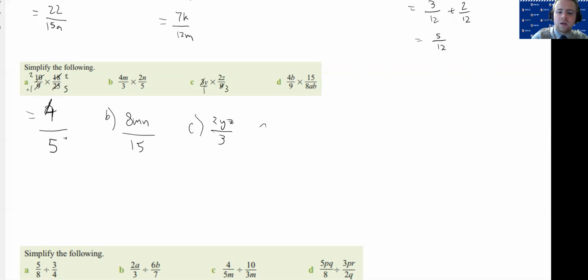Finally, here, got to look for common factors. 3 goes into 15 and 9. 4 goes into 8 and 4. And then I have a common factor of b on the top and bottom, so I can cancel out the b as well. So all I'm left with is 1 times 5 on the top, and then I've got 3 times 2a, which is going to give me 6a on the bottom. Okay, so we've simplified our two fractions that we're multiplying.